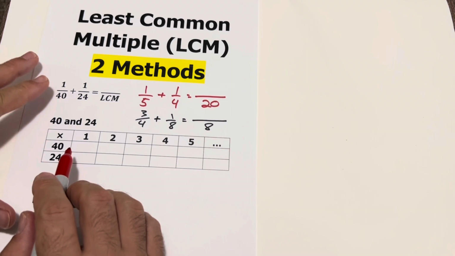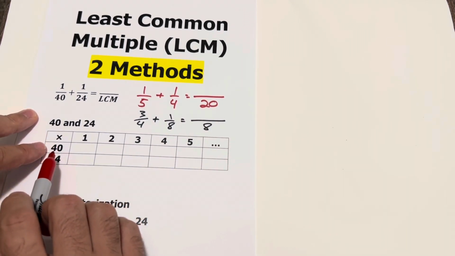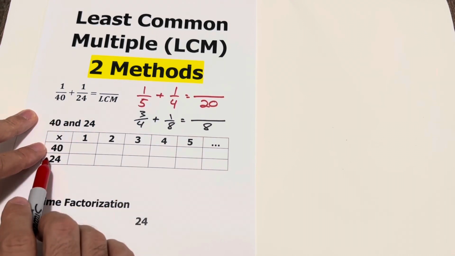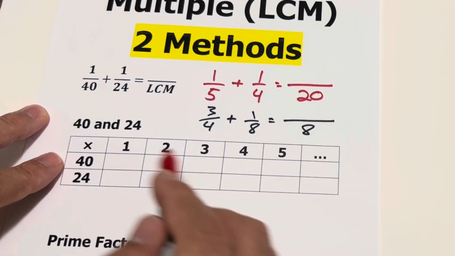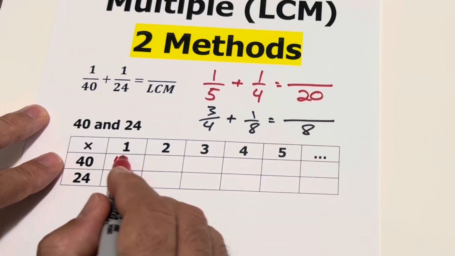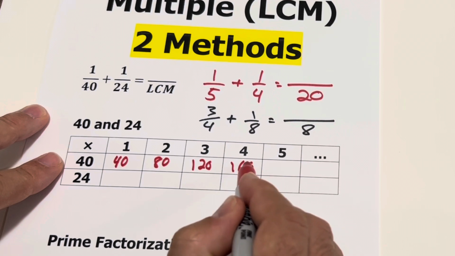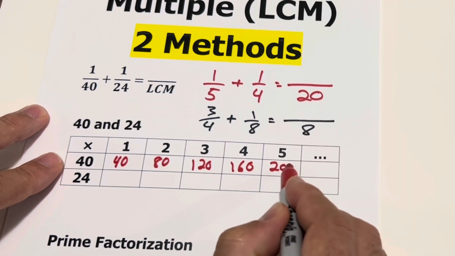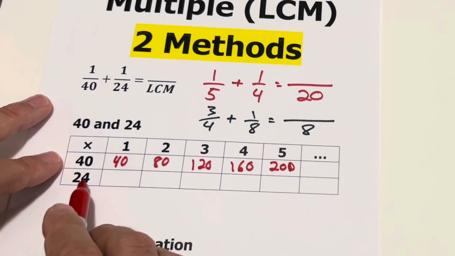The first one, basically what you do is you multiply the two numbers. We're gonna find it for 40 and 24. We're gonna multiply 40 by 1, 2, 3, 4, 5. By 1 will be 40. By 2 it's 80, 120, 160, 200, and so on. So we do like 5 more or less, and then we do 24.